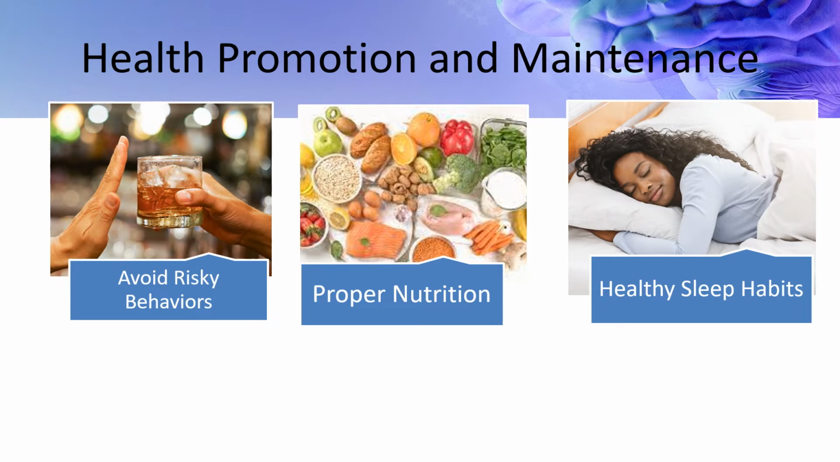Proper nutrition. We need to make sure that we're getting a good balanced diet. A lot of the vitamins and minerals that we take in a good balanced diet, such as omega-3s or B12, they affect the way that our neurological system functions and transmits their messages throughout the body.